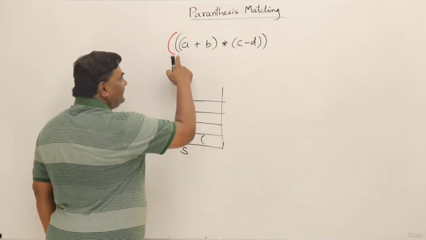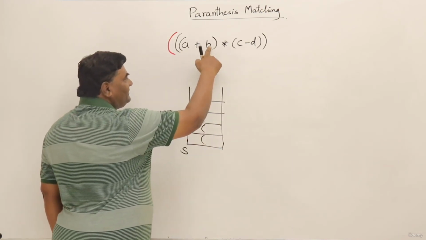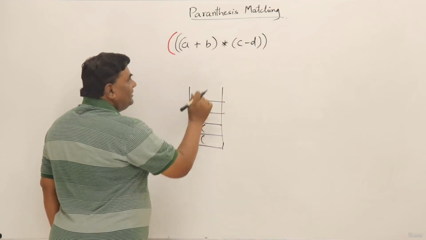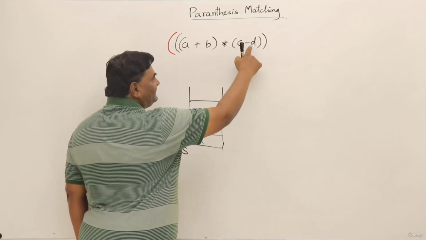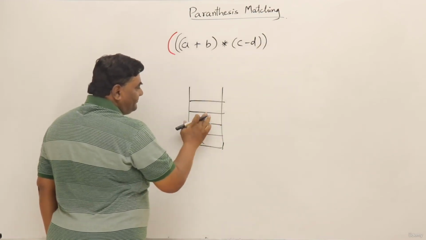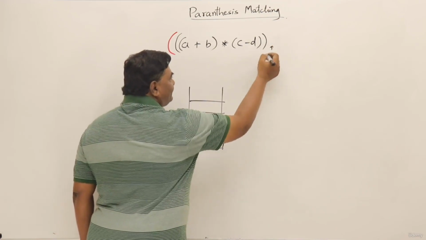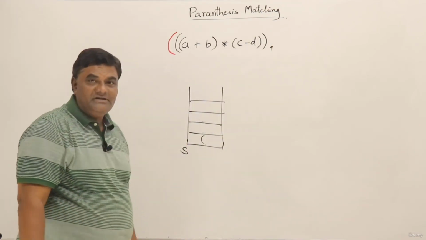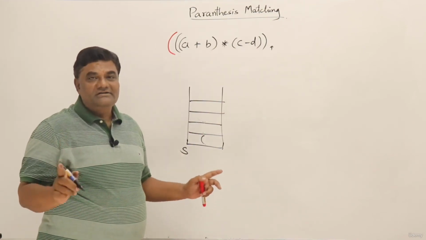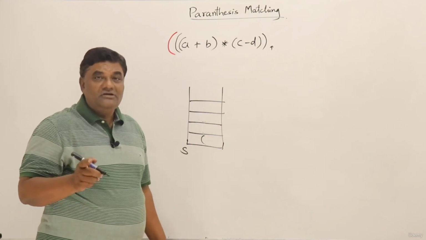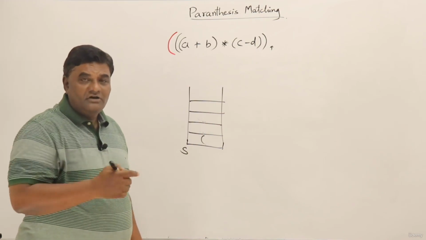Opening bracket, push. Next one is an opening bracket, push it. Opening bracket, push it. A, ignore, plus, ignore. B, ignore. Closing bracket, pop out a symbol. Move to next. Ignore. Opening bracket, push it. Then C, minus, D. Closing bracket, pop out. Closing bracket, pop out. End of expression. But the stack is not empty. There is something left over for which there is no match found. So it is not matching. Parentheses are not balanced.